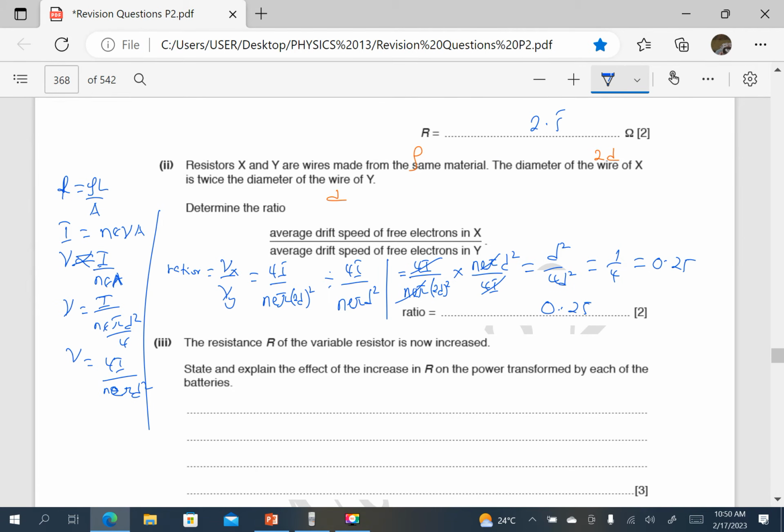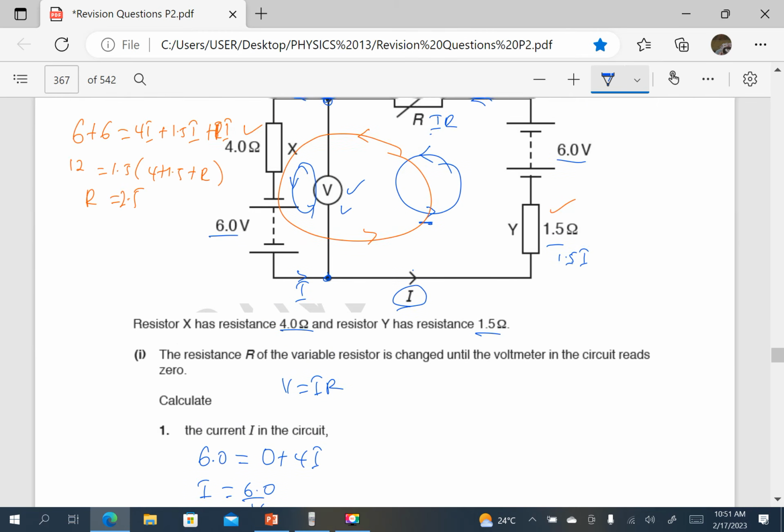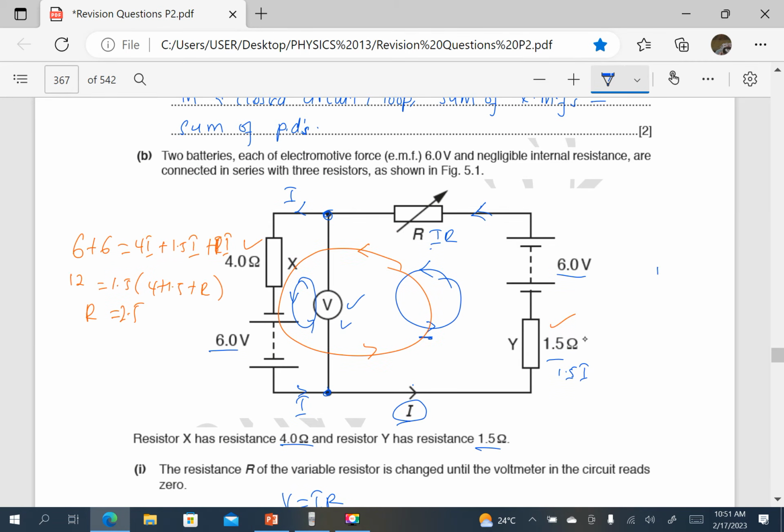The resistance R of the variable resistor is now increased. State and explain the effect of the increase in R on the power transformed by each of the batteries. They have increased R. Remember, power is equal to V squared divided by R, the power transformed by the battery. If R is increased, remember the resistors are all in series.